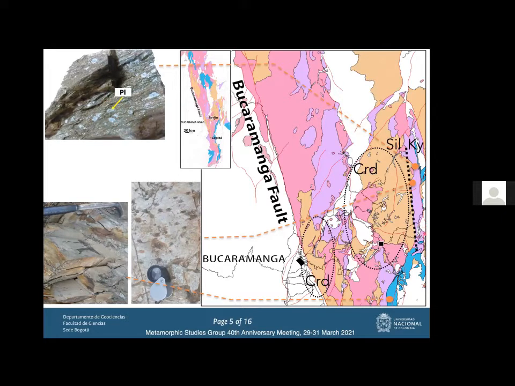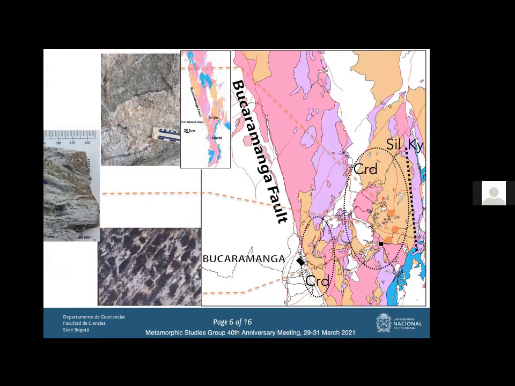Note that we have a regional sillimanite isograd that marks the boundary between the Silgará Schist and the higher grade unit, the Bucaramanga gneiss. As we increase the grades, we see the appearance of sillimanite, cordierite, and abundant leucosomes in the innermost part of the massif. Here we see the cordierite gneiss. Over here, this is a sillimanite schist, and this is a granitic leucosome within a quartz feldspathic gneiss.